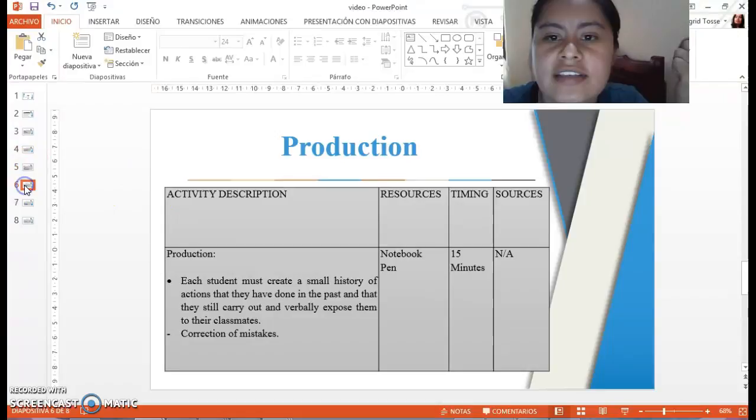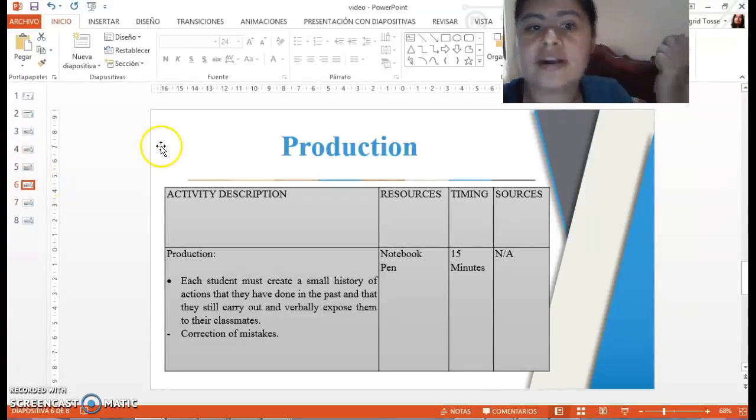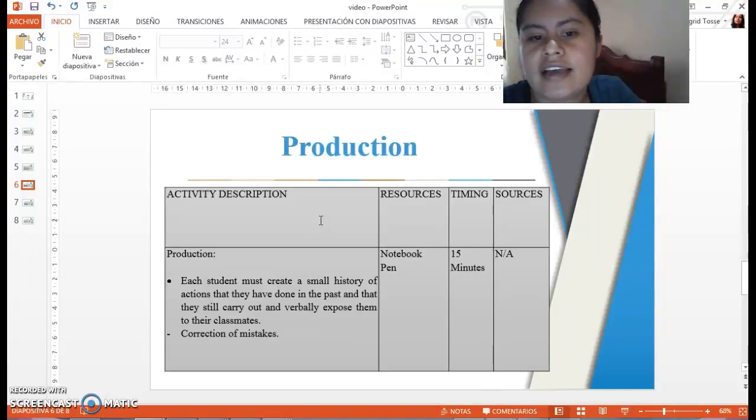Then I present the production activity. In this part, we only develop one activity. The time is 15 minutes. The resource is only notebook and pen. The idea is that each student creates a small history of actions that they did in the past and that they still carry out, and expose it in a verbal way to the classmates.